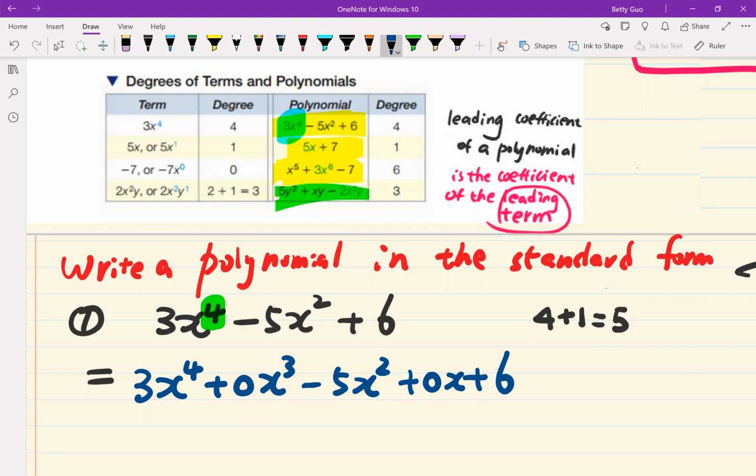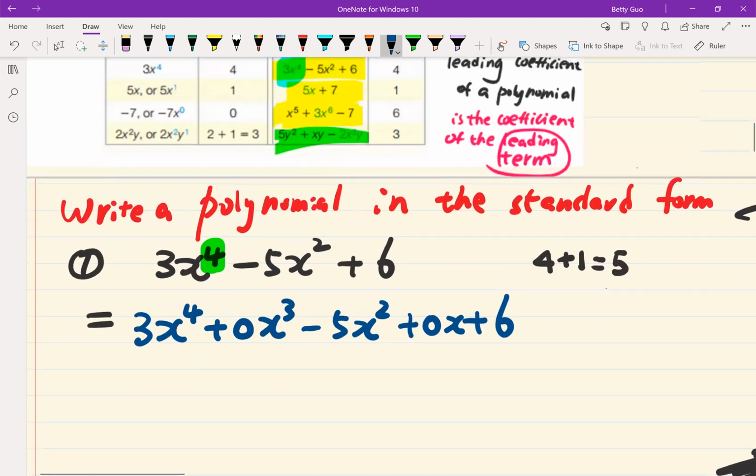The whole set. If you are missing a term, just write the term out with coefficient 0. And in the standard form, you can see the terms are sorted in descending order of the exponent, right? Descending order of the exponent. Am I clear? Don't worry, we're going to practice more. Let's look at the second problem.